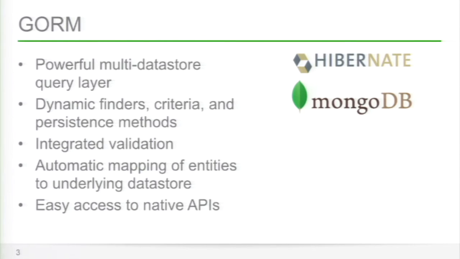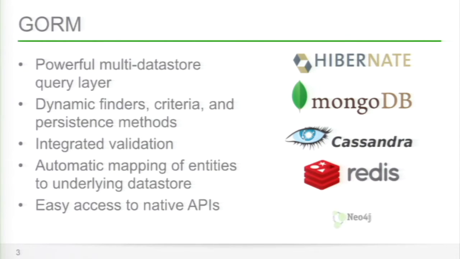So anyway, what is GORM? I like to call it a multi-data store query layer nowadays. The name GORM obviously historically has significance in terms of being an object relational mapper, but that is kind of a misnomer nowadays with all of its capabilities also being equally applicable to things like MongoDB, Cassandra, Redis, and Neo4j, amongst others.